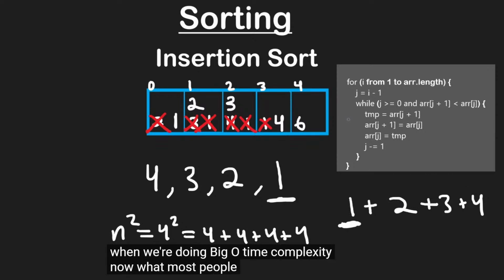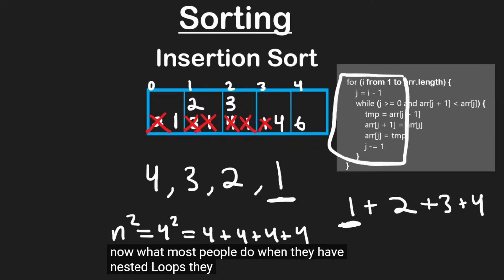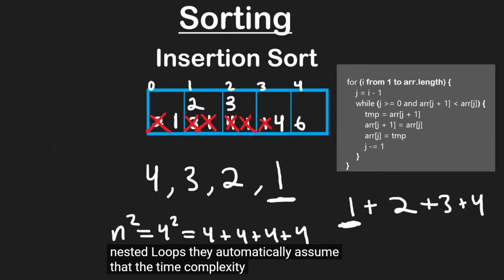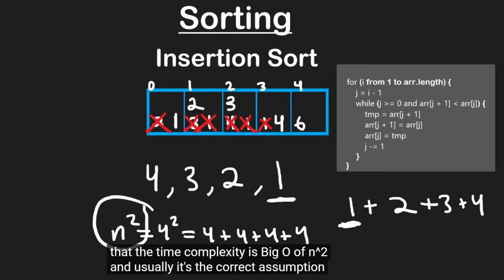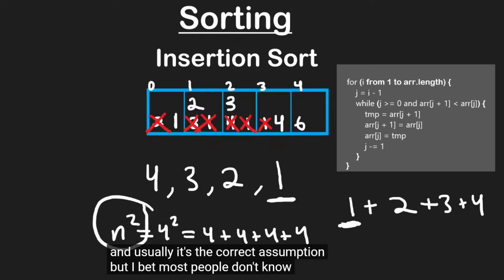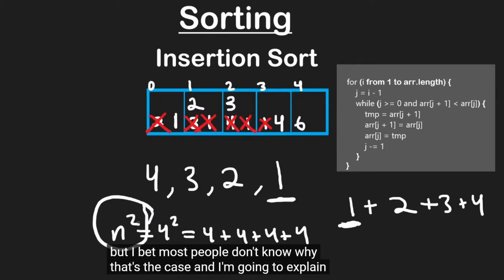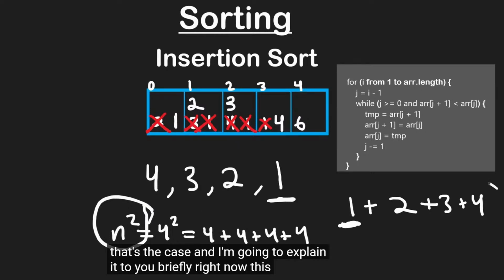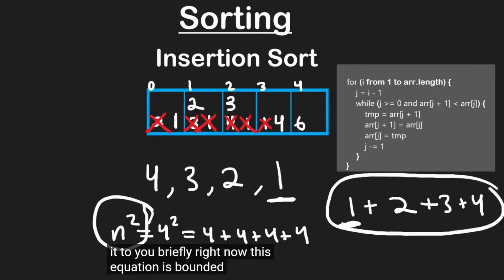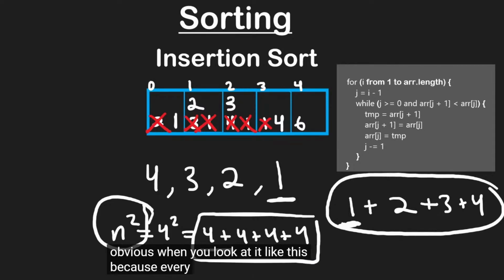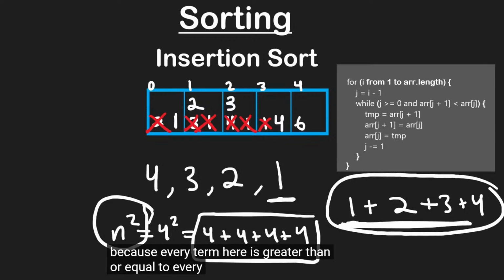Now what most people do when they have nested loops is automatically assume that the time complexity is big O of n squared, and usually it's the correct assumption, but I bet most people don't know why that's the case. I'm going to explain it to you briefly right now. This equation is bounded by n squared. It's pretty obvious when you look at it like this, because every term here is greater than or equal to every term here.